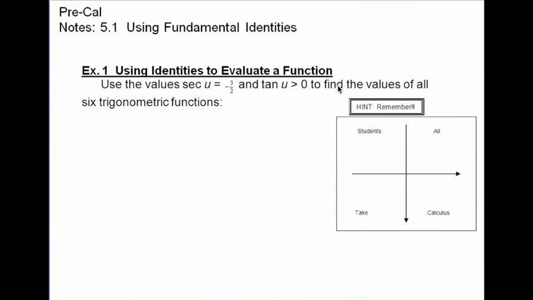So we're going to start with section 5.1 today. That is using the fundamental identities. So let's go ahead and take a look at example number 1. It says using the identities to evaluate a function. This is more like a review from what we've been doing for a while.